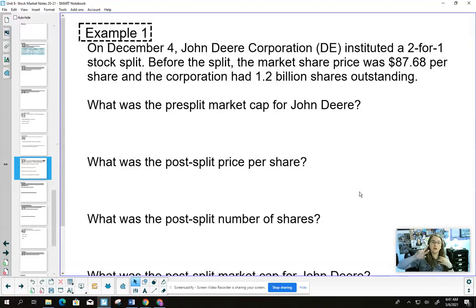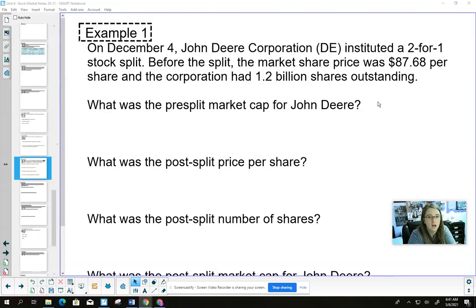Remember that they can also do what's called a reverse split, where if you can imagine a pizza sliced up, and then they just staple pieces back together, or pinch the dough back together. So a reverse split creates fewer slices. A traditional split creates more slices. So let's go ahead and read this and see how we can apply this. On December 4th, John Deere Corporation instituted a 2-for-1 stock split. Before the split, the market share price was $87.68 per share, and the corporation had 1.2 billion shares outstanding.